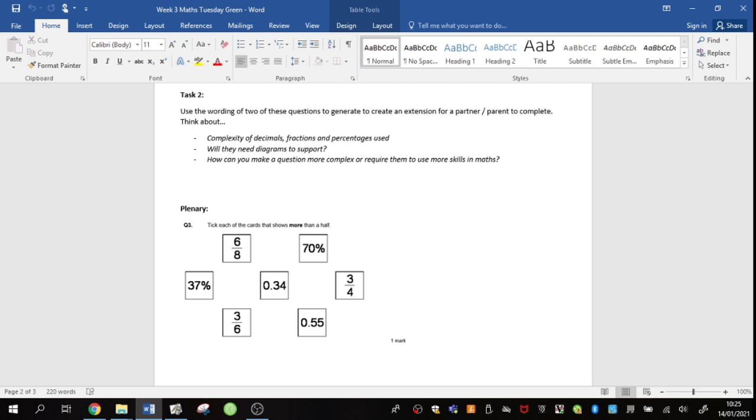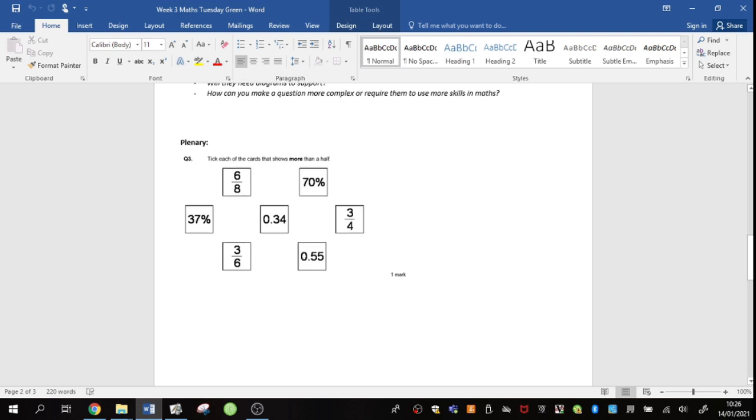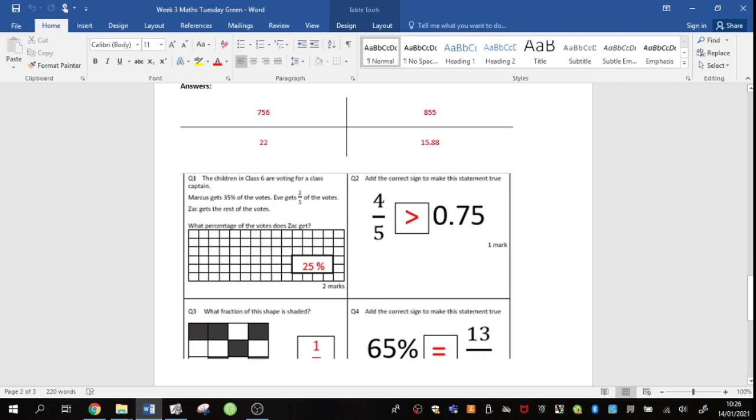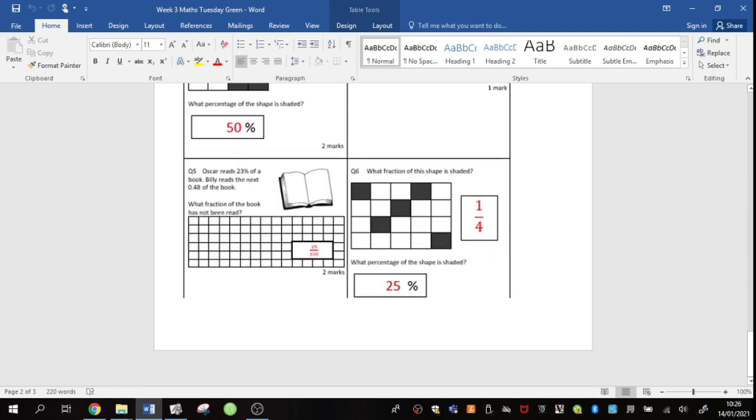Think about the numbers, or digits, you could use within them. Will they need diagrams to support them? Are you going to ask them to represent it as a bar model? And how can you make a question more complex? So mine was very simple. You could have more people in the votes, or more people reading the books, things like this. Okay? You could have 2 books. 2 books would be 2 wholes, that would make 200%, just another idea. And then at the end, a plenary to test your knowledge. As normal, all answers are at the bottom.